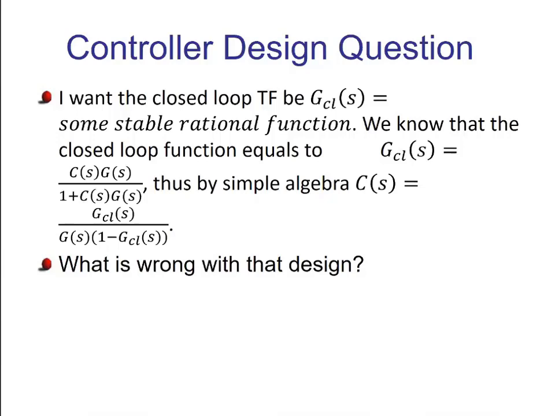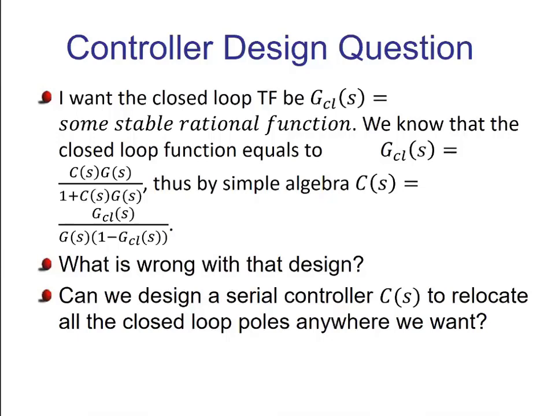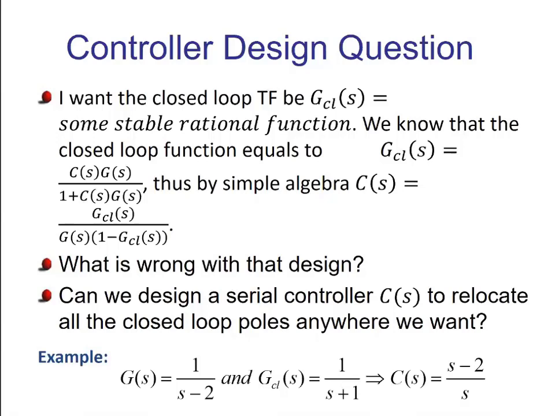Now, which ones will work? This is a question, and not all will work. This is a problem. Here is one example. Let's say your transfer function is 1 over s plus 2, and you want it to be 1 divided by s plus 1, which is a stable, beautiful transfer function, right? This is where you want it to be.